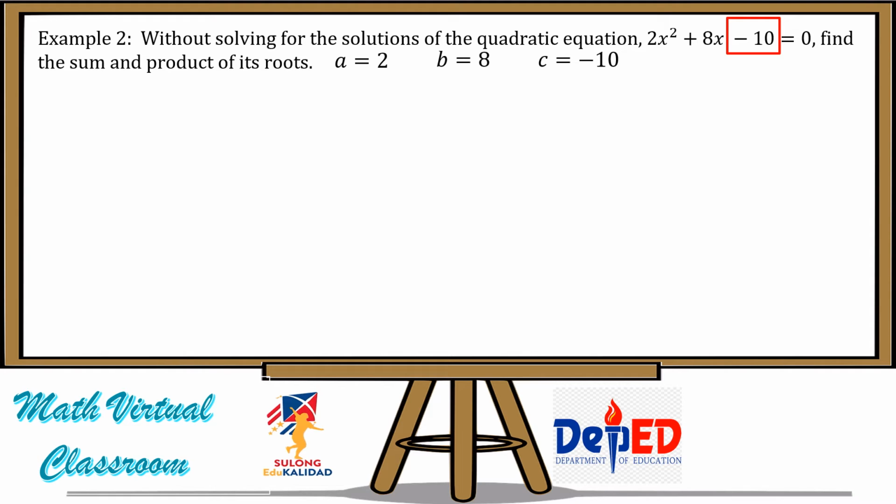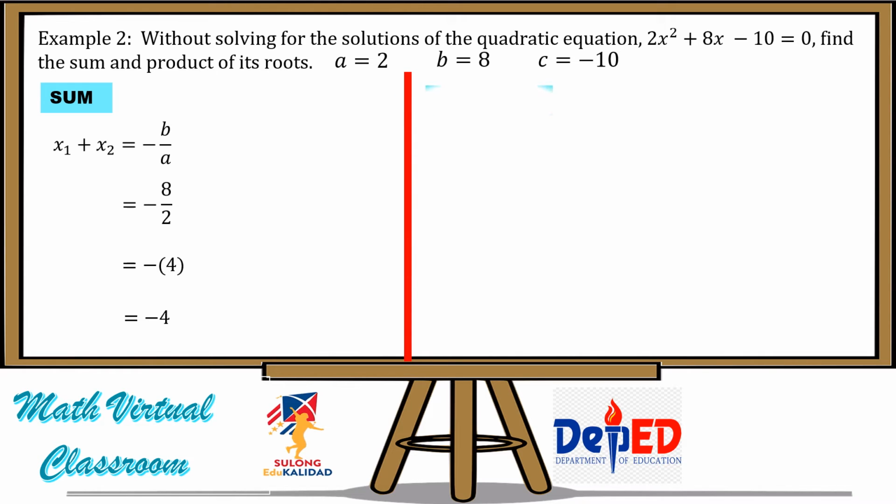Now we use the formula. Sum is equal to negative b over a by substitution. That would be negative 8 over 2. 8 can be divided by 2. 8 divided by 2 is equal to 4. Negative 4 is the sum of the roots. Now, for the product, again, that would be c over a. So, by substitution, that would become negative 10 over 2. Negative 10 divided by 2 is equal to negative 5. Therefore, our product is negative 5.